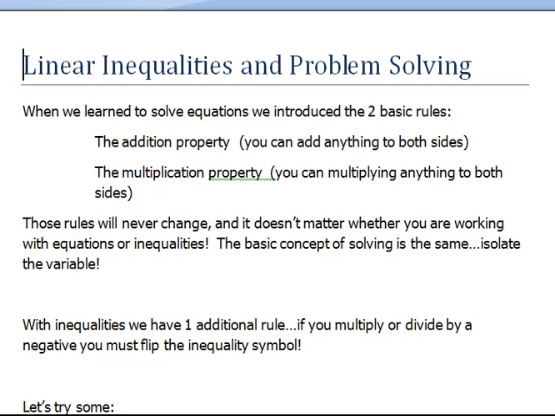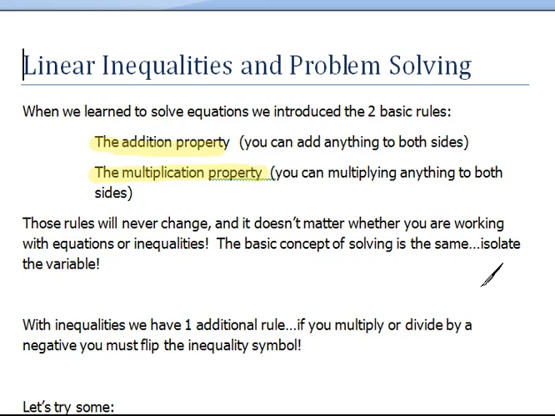Now, when we talked about solving equations, we talked about two basic rules. The addition property said you could add anything you wanted to as long as you did it to both sides of the equation. We also talked about the multiplication property, which said that you could multiply anything you wanted to as long as you did it to both sides of the equation. Those rules are not going to change. It doesn't matter if you're working with equations or inequalities. That whole basic core concept of solving is exactly the same. Your goal is to isolate the variable, get it all by itself.